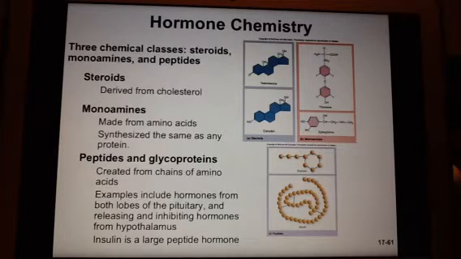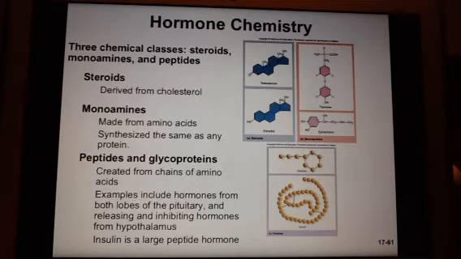I know that might not mean a whole lot to you, but the steroid is in the blue, and the monoamine is in the pink. The amine group just means it has an NH2. And then the peptides are the yellow, and they can be a short peptide chain or a longer chain, as in insulin. So these words are going to be used coming up, talking about how hormones transport, and I thought it would be easier to understand what those categories mean.